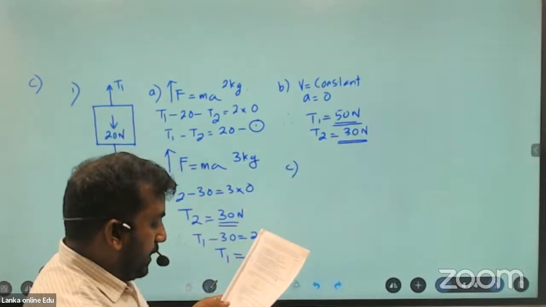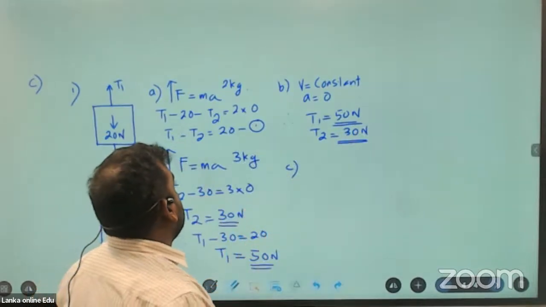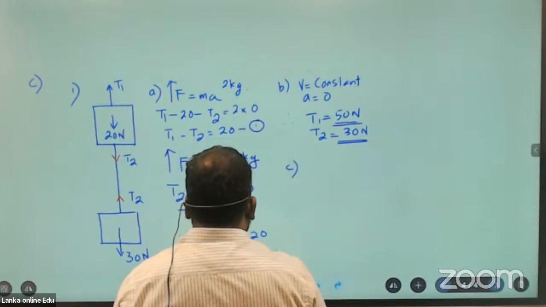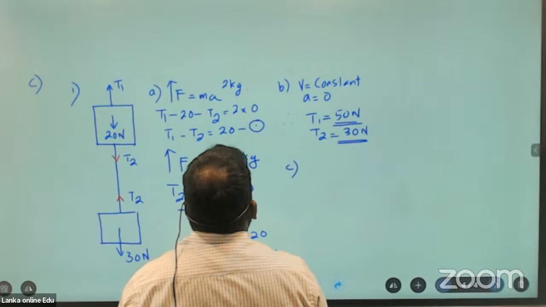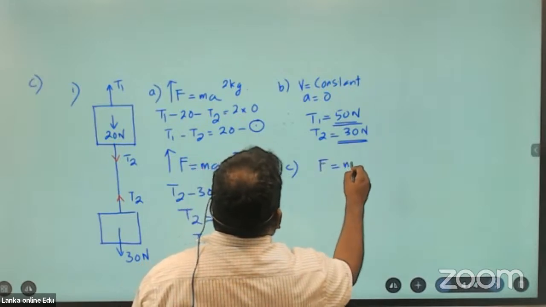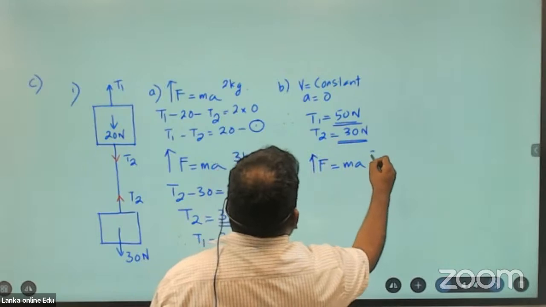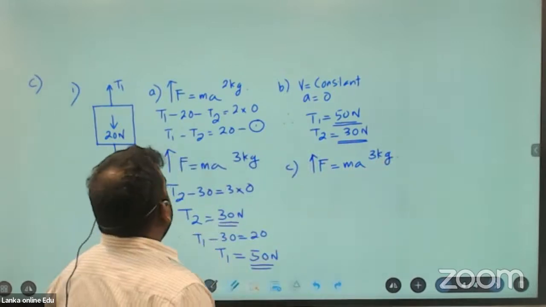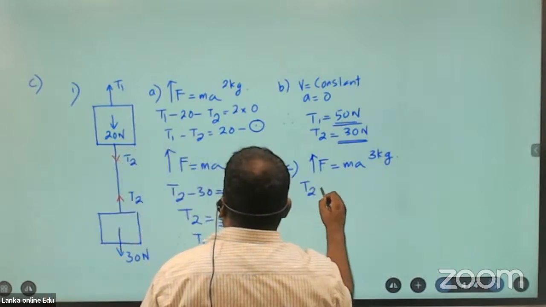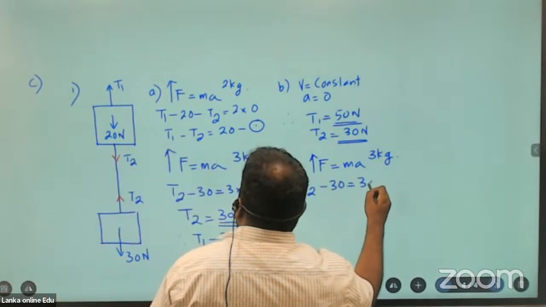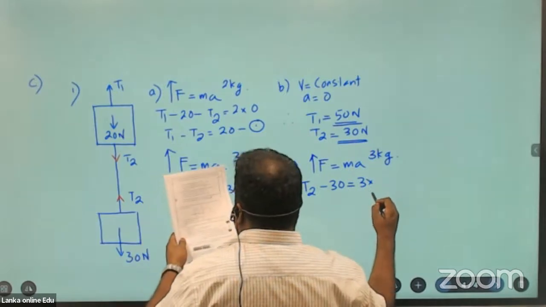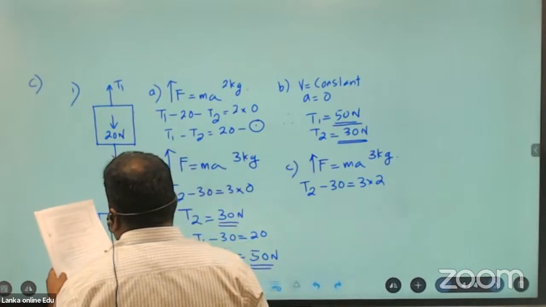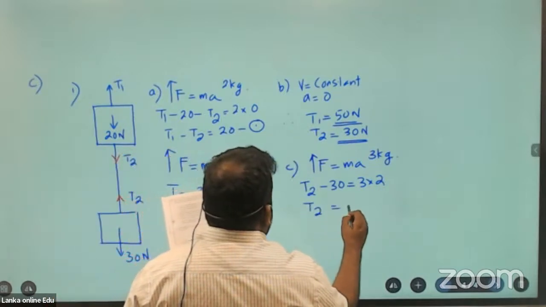Part C. When they are moving upwards with the uniform acceleration. Here, when they are moving upwards, F equal ma upwards. Apply for the 3 kilogram mass: you have T2 minus 30 equals mass into acceleration. The acceleration given here is 2. T2 is equal to 36 Newton.